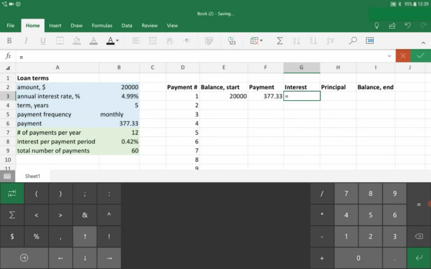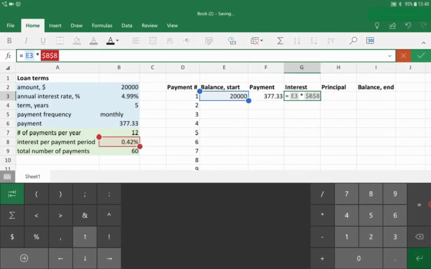Now we will find the interest portion of the payment. It will be a product of the balance at the start of the payment period times the interest per payment period. Because the balance of the loan at the start of the payment period is going to change each period, the reference to the balance is the floating reference, while the reference to the interest is an absolute because the interest rate stays the same.